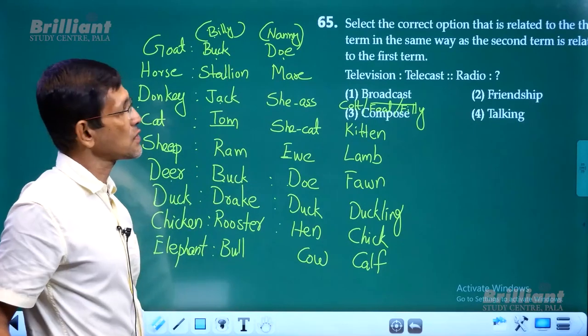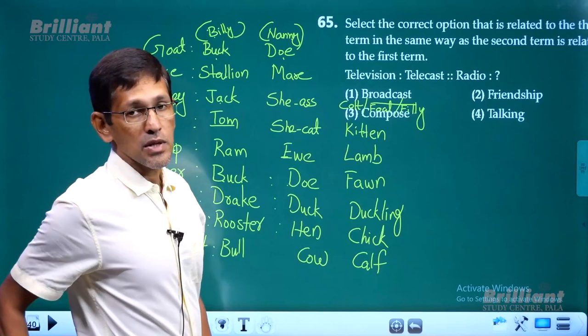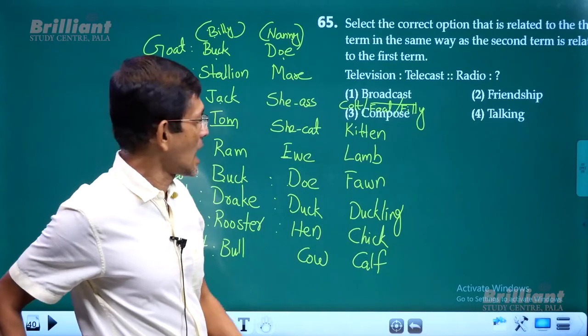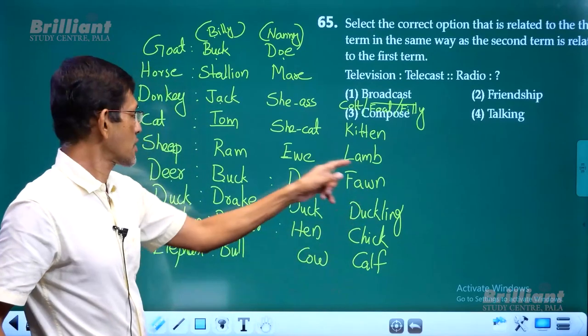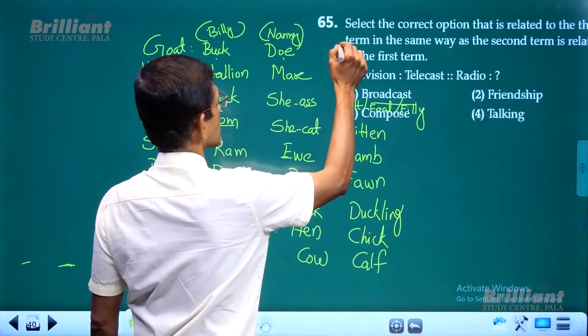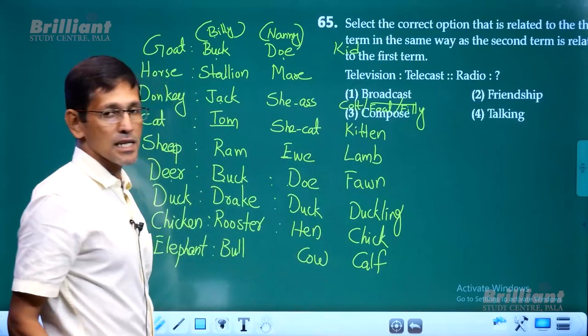And what is a young one of goat? That's the most interesting question. How many of you have the answer? Young one of goat. Lamb? Well, young one of sheep is lamb. Young one of goat is what? Kid. Always remember this. Young one of goat is kid. It is not lamb.